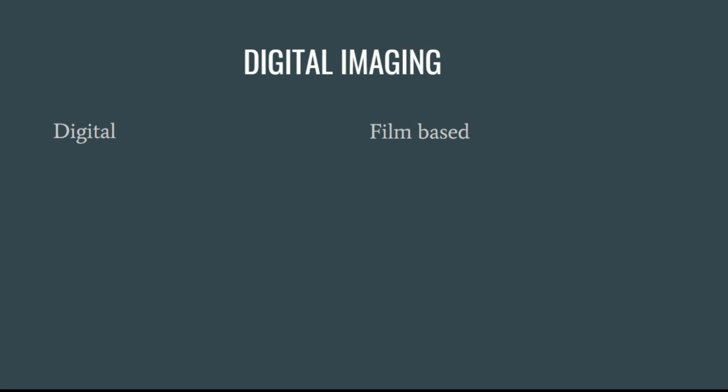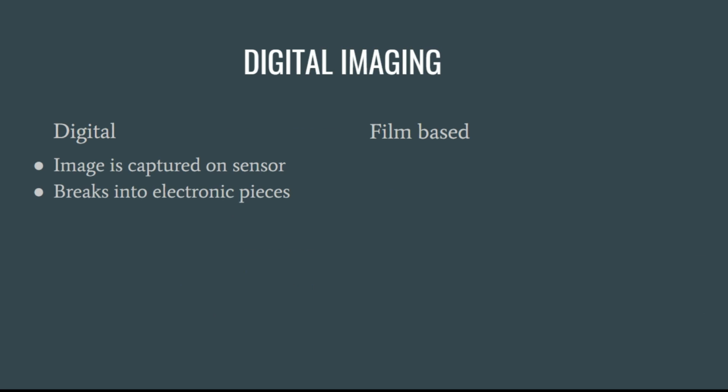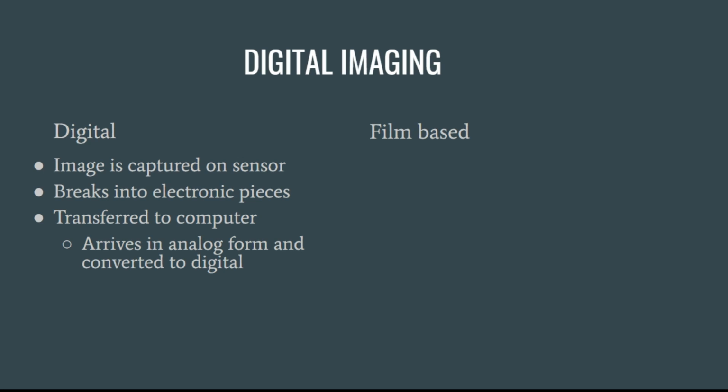Let's compare a little bit here the digital imaging versus your film based. With digital imaging, the image is captured on the sensor. It breaks it into tiny little electronic pieces, and those electronic pieces are transferred to the computer. It arrives in what we call analog form, and then it's converted to digital, and it's displayed in seconds or up to just a few minutes. So it's pretty quick.